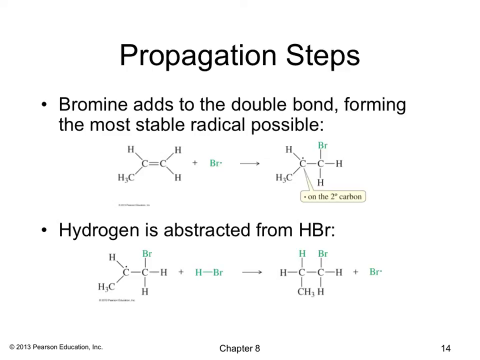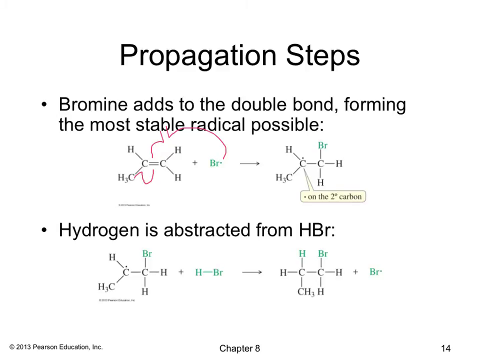Look at that. Propagation steps. Bromine adds to the double bond, forming the most stable radical possible. So you're going to have, in this case, a mechanism where you have electrons from the bromine, right? So these are half arrows, electrons from the double bond, and then the electron from the double bond now being the one electron going to the carbon. So it's on the secondary carbon instead of the primary carbon, because the bromide just added to the least substituted side.